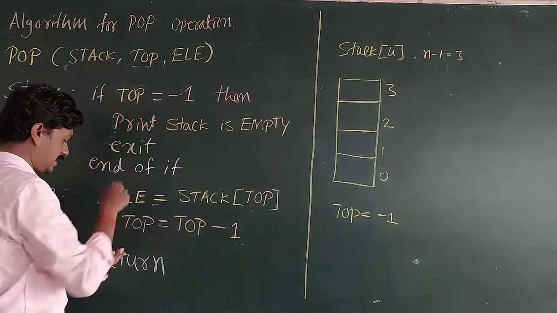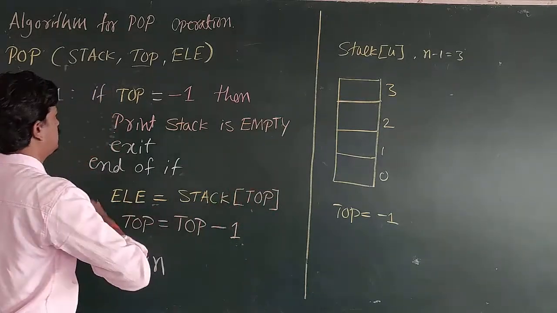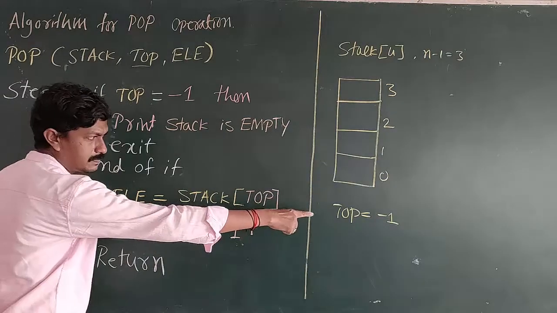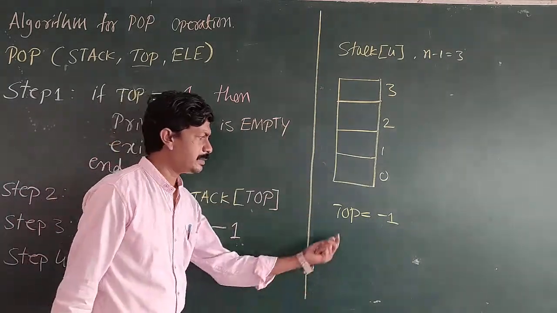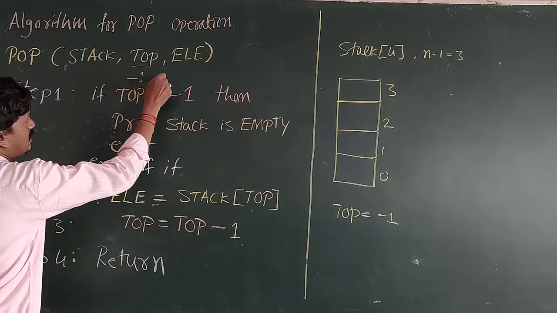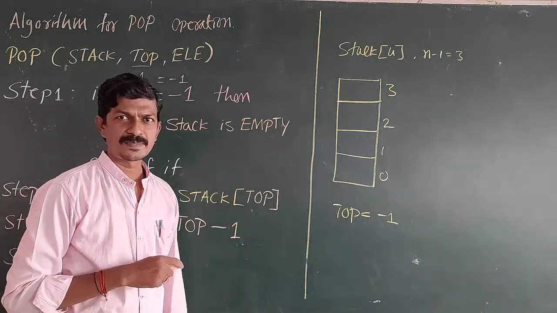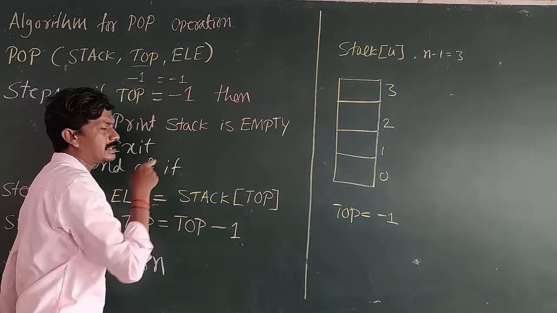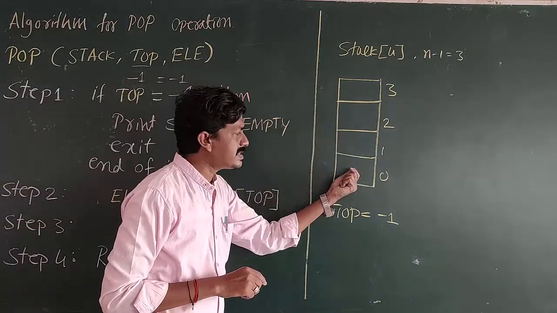Now I am going to check the underflow condition to see whether deletion is possible or not. What is top? Top is -1 because the stack does not contain any elements. -1 is equal to -1. Thus the condition becomes true. If this condition becomes true, then it prints the message: stack is empty, meaning the stack does not contain any elements.